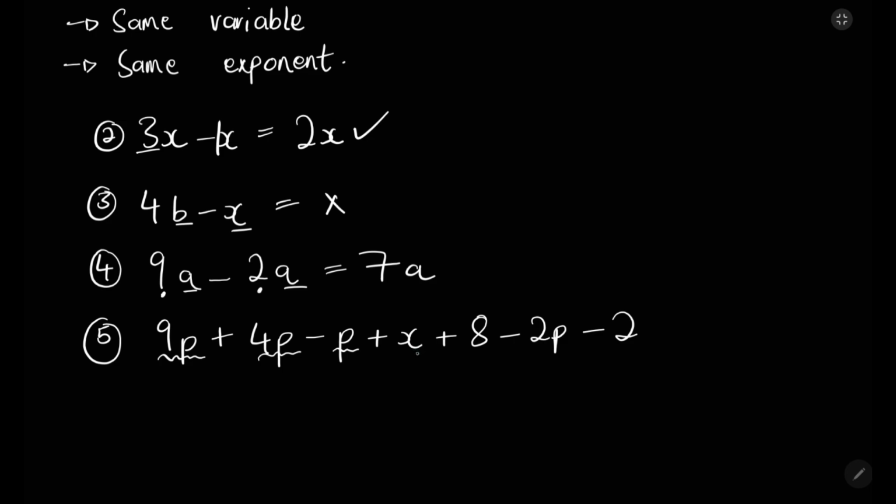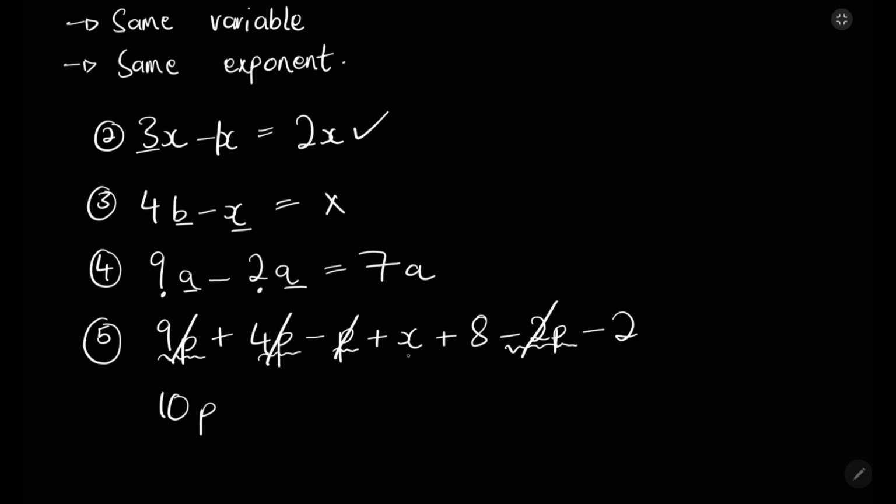Plus x, that is not a like term, plus 8 minus 2p. This is a like term because it's raised to the power 1. Same exponent, minus 2. So let's start with p. We'll say 9 plus 4 minus 1 minus 2, which is 10p. So we're done with 1, 2, 3, 4.